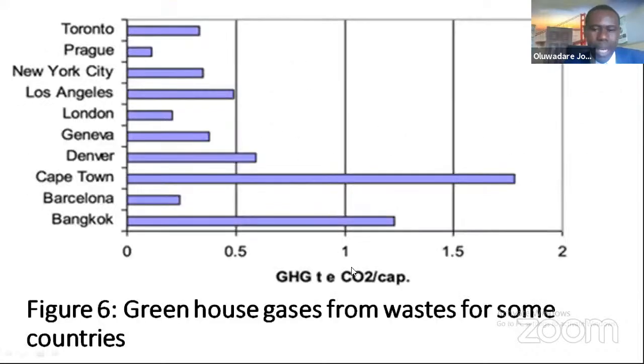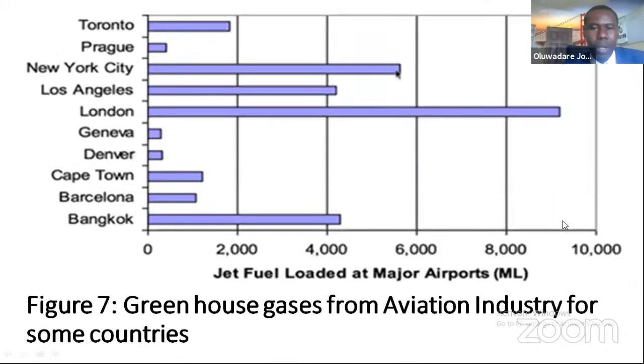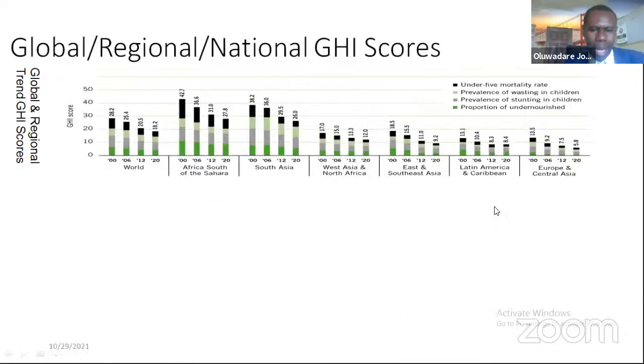In this figure, it shows the greenhouse gases from waste for some countries where we have a lot of emissions, greenhouse carbon emissions in some, even in aviation industries, in homes, in different areas. In the global view, when we look at the National Greenhouse Index, we can see that when we look at Africa, we suffer more.